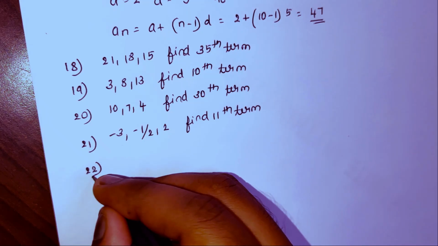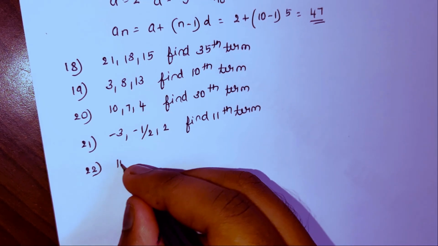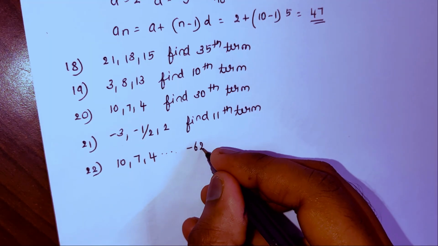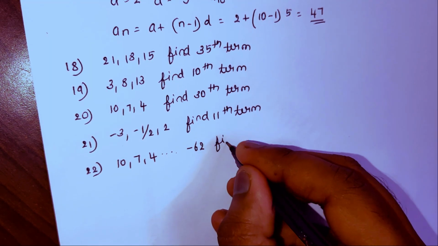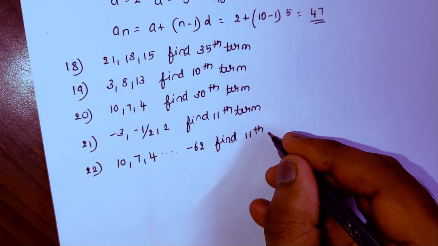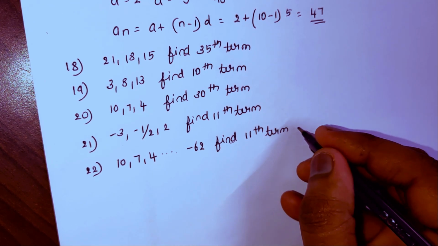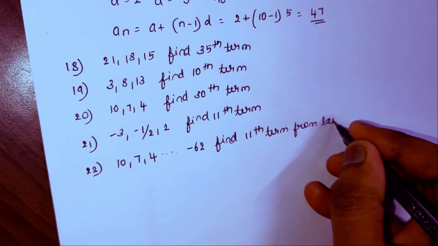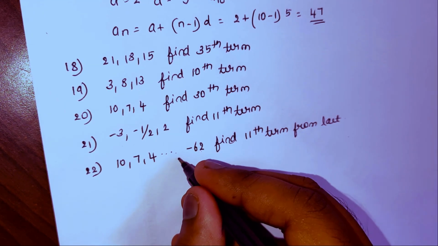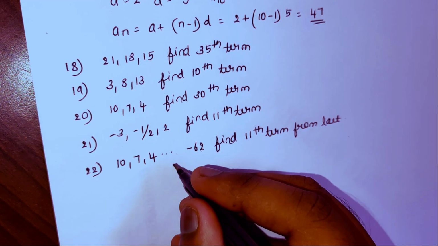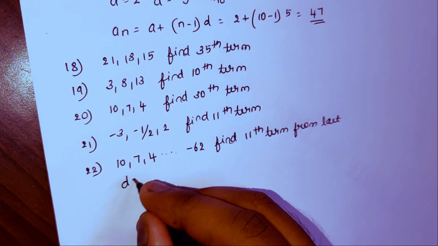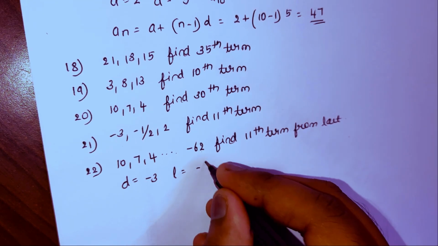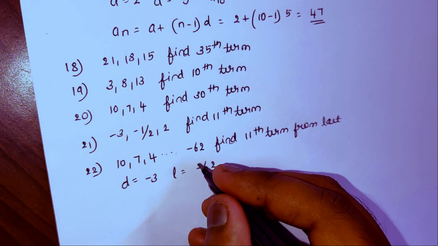Now we'll solve the 22nd question. 10, 7, 4, so on up to minus 62. You have to find the 11th term from the last. Observe the question carefully. They have not asked to find the 11th term. You have to find the 11th term from the last. We know the common difference, that is 7 minus 10, that is minus 3, and the last term is minus 62. It is given in the question.